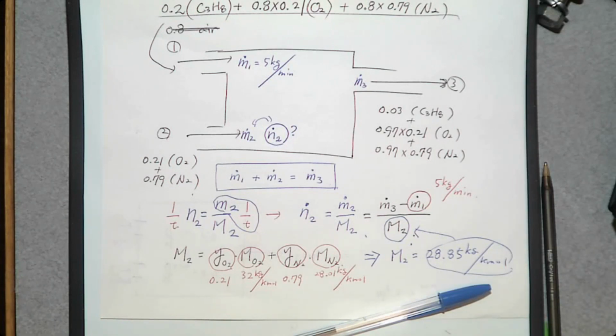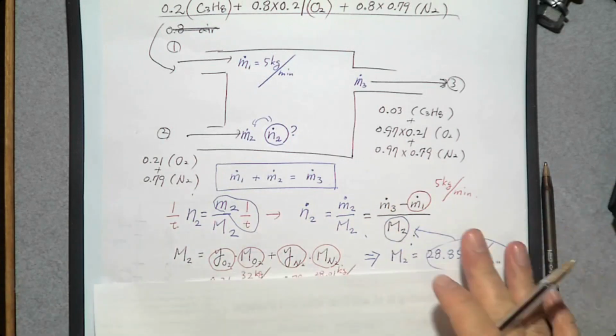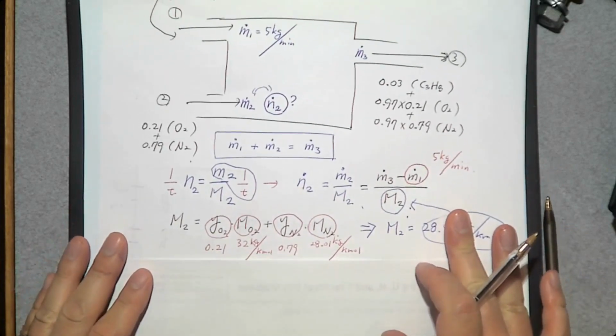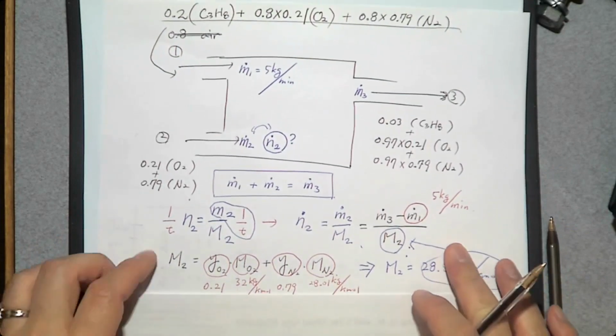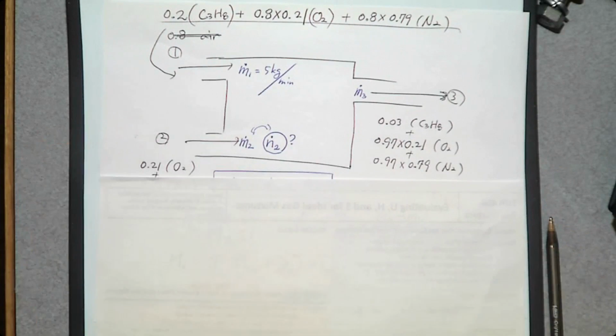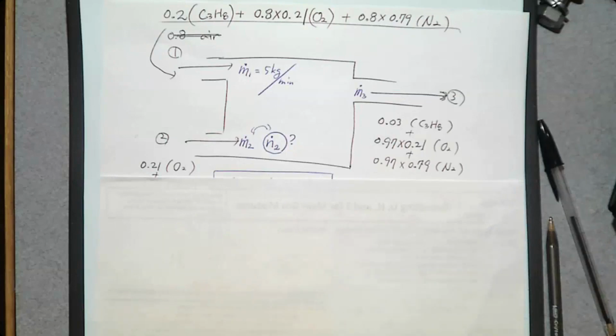So how do we determine that? I need a space. How much propane is at inlet number one? 20%, 0.2. So 20% of the molar flow rate at number one is the amount of propane, right? That 20% is not a mass fraction, so we don't know the mass fraction of propane. We only know the mole fraction of the propane.